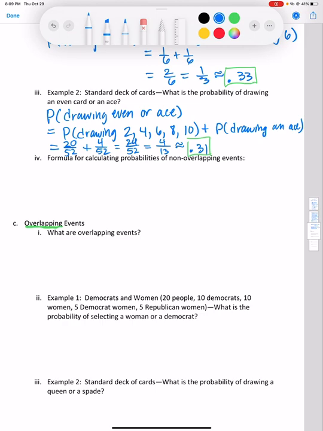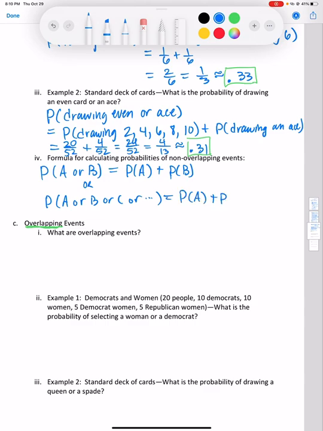So let's think about a formula for generalizing this idea, calculating the probabilities of non-overlapping events. So we have the probability of A or B happening. That's equal to the probability of A happening plus the probability of B happening. Or we can think of the probability of multiple things, A or B or C, however many more you want. That's equal to the probability of A plus the probability of B plus the probability of C, plus however many more there are.